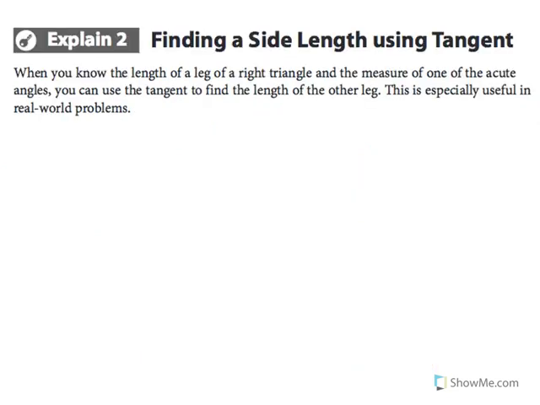Alright, okay, now example 2 says find a side length using tangent. When you know the length of a leg of a right triangle and the measure of one of the acute angles, you can use tangent to find the length of the other leg. This is especially useful in real world problems. Okay, now for this one we need you guys to use your calculator.